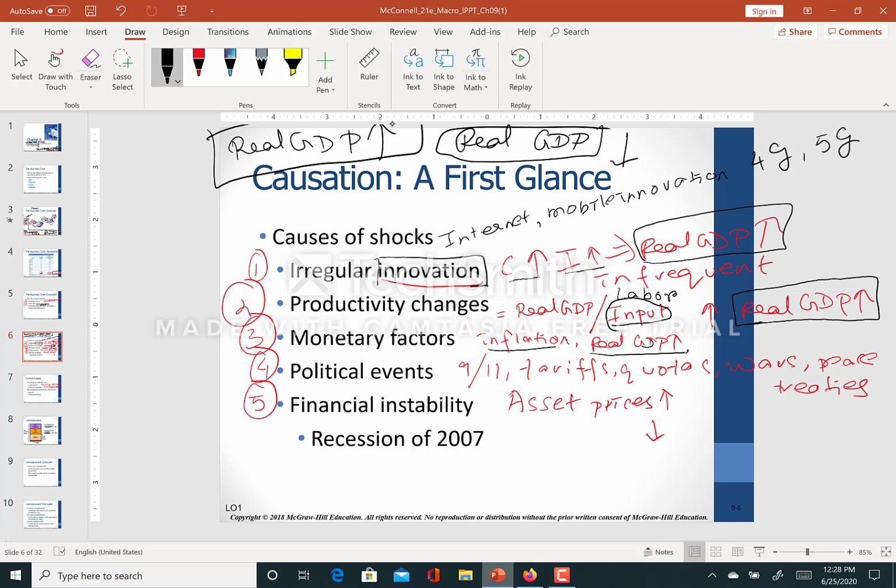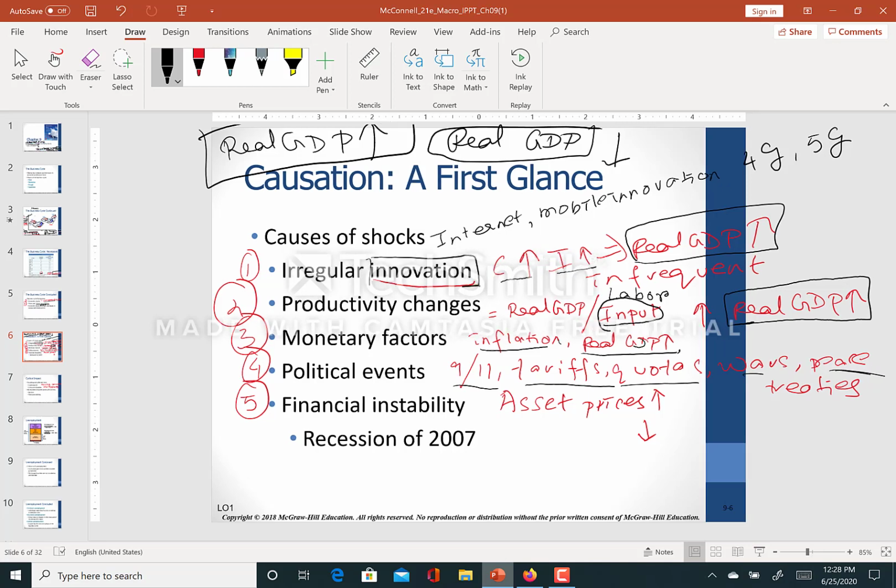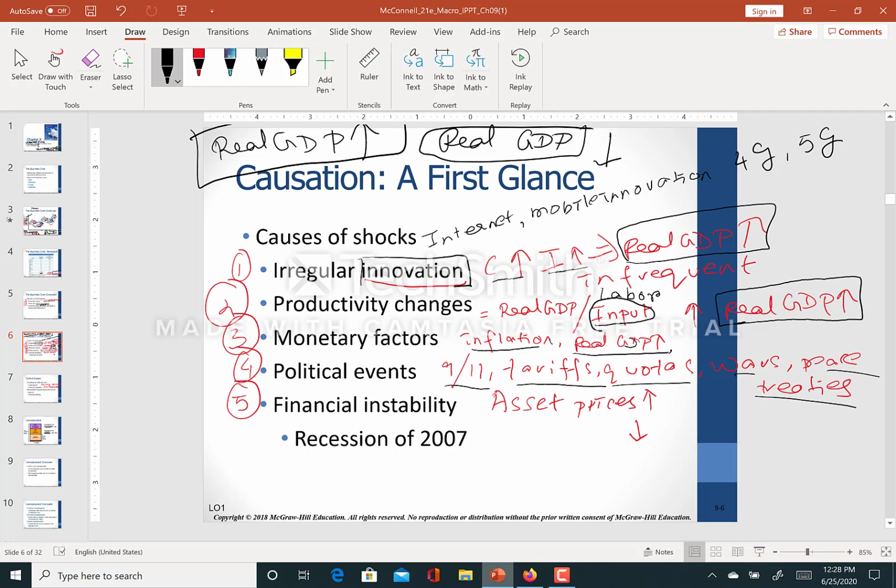The 4th cause is political events. 9/11, tariffs and quotas, and wars and peace treaties. All of this can be treated as political events. This is going to cause huge changes in our business cycles, and can lead to real GDP increase or real GDP decrease. Number 5, financial instability.